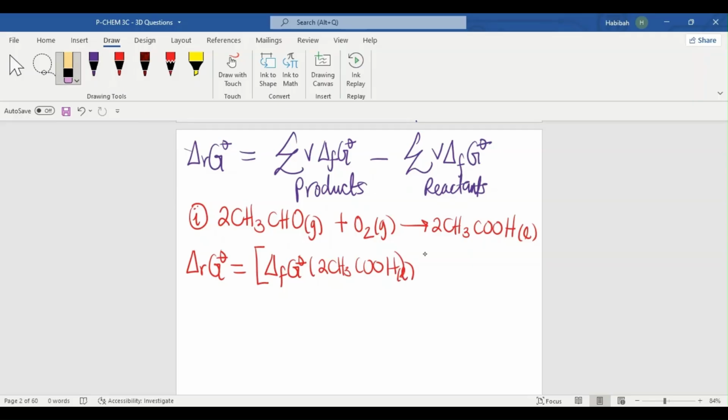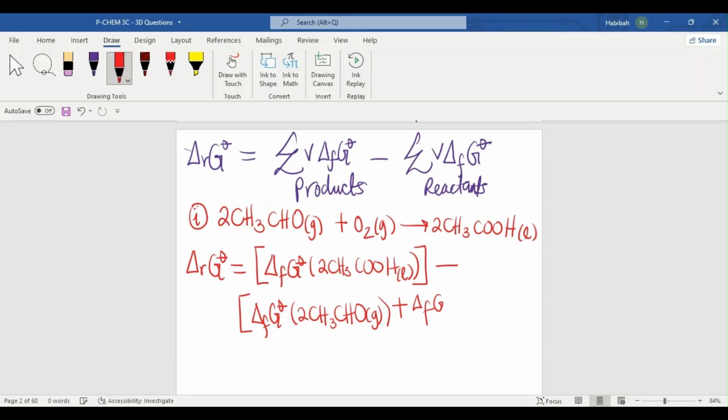It's very important for you to know the phase that you're working with. So yeah, very, very important. So yeah, minus this one right here, which is the Gibbs energy of formation for 2CH3CHO gas plus the Gibbs energy of formation of the second reactant, which is just O2 gas. So this is basically how you organize what you're dealing with right here.